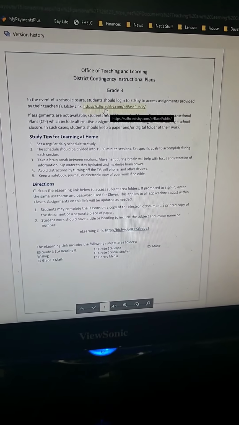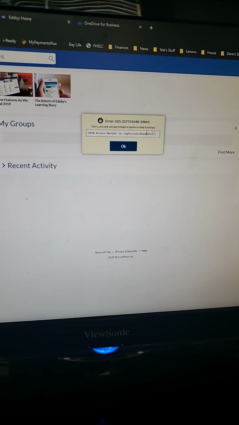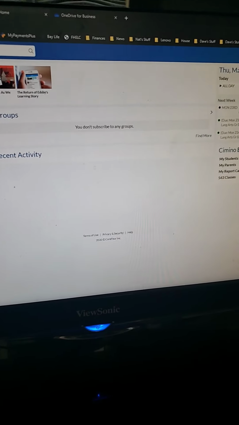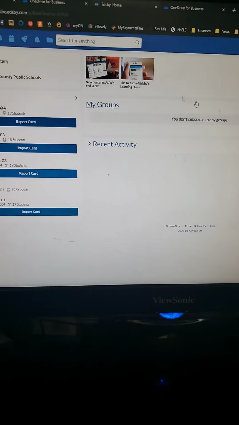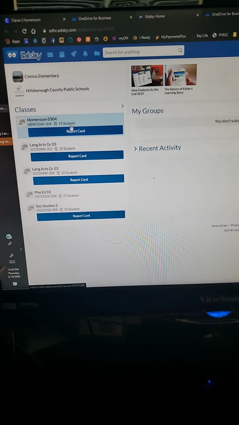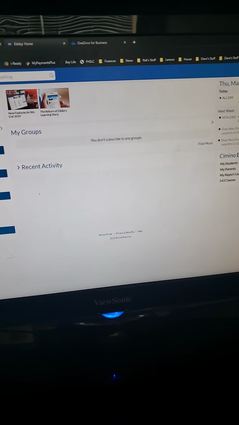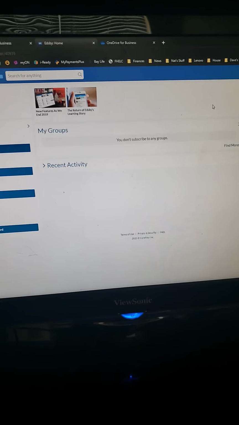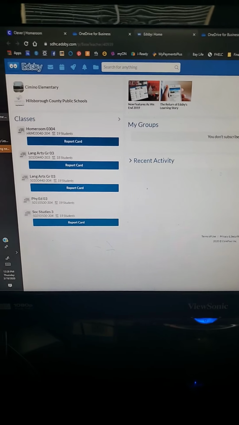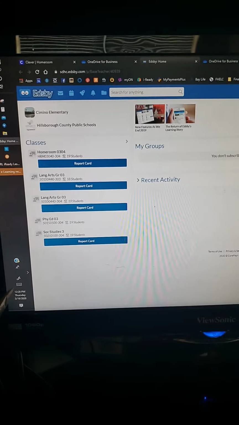But anyways, we're going to click on edsby.com. When you log in to Edsby, I was already logged in, so it brought me right there. But I will say your login for Edsby looks exactly the same. You will log in using your lunch number and your district password, same way you do for Clever.